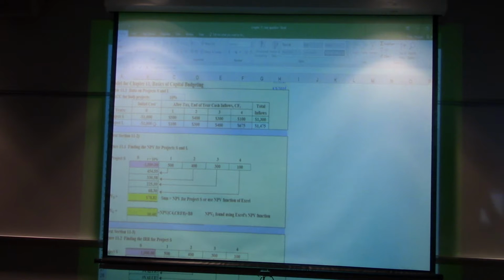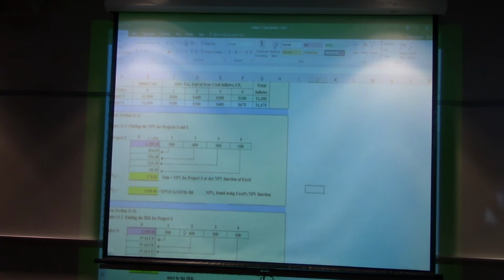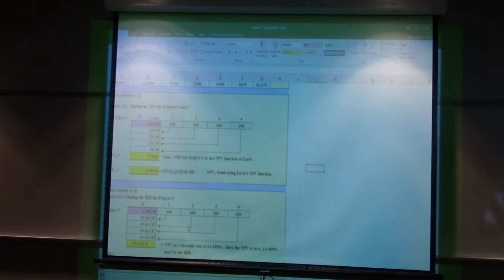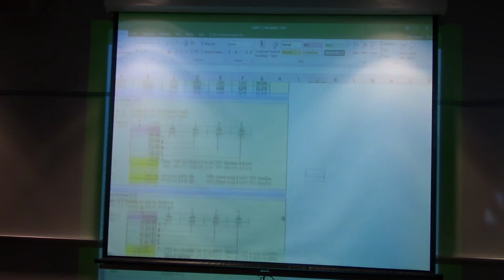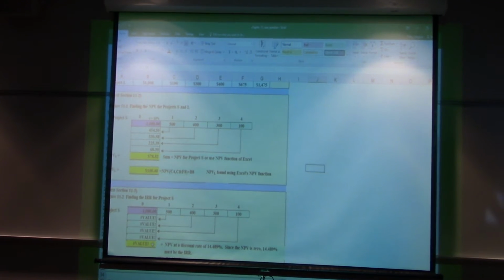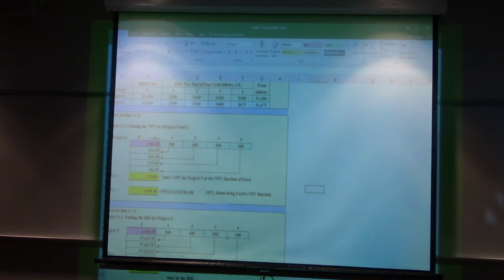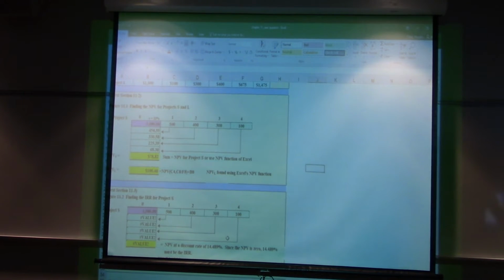You do C3, and then C6 to F6 plus B6. So that's the initial. Is everybody good with that? Yes. Okay. So is that right? Yeah.